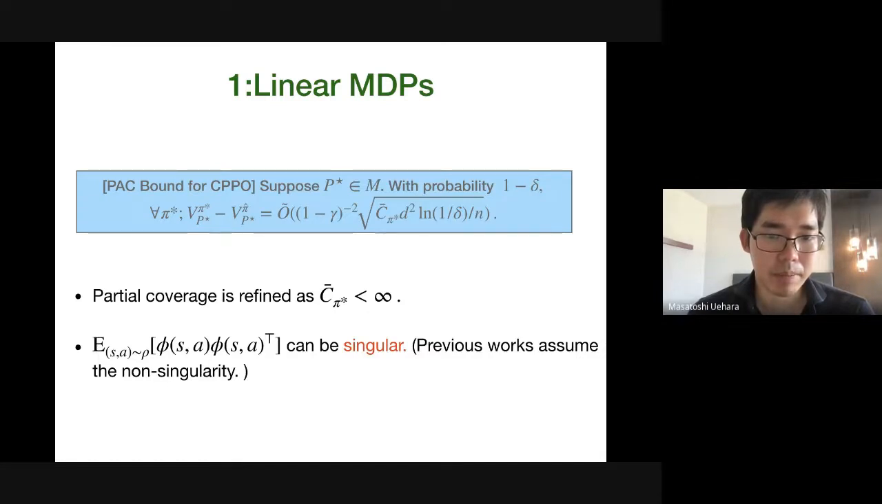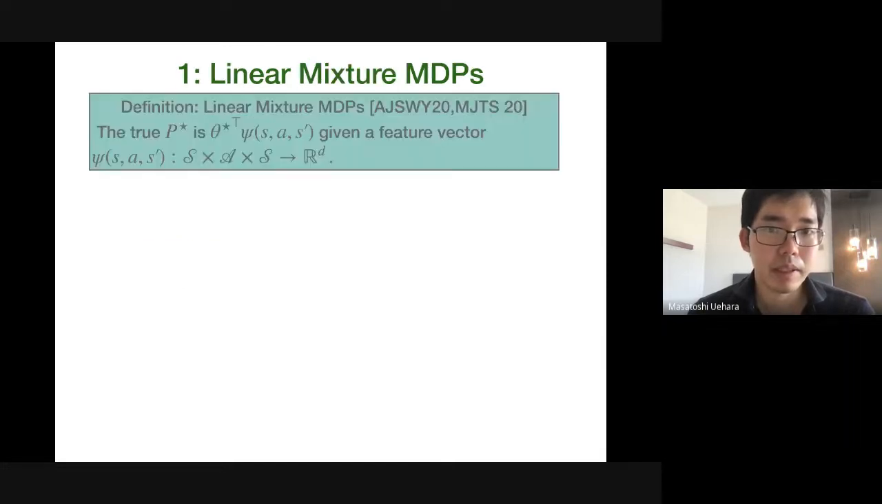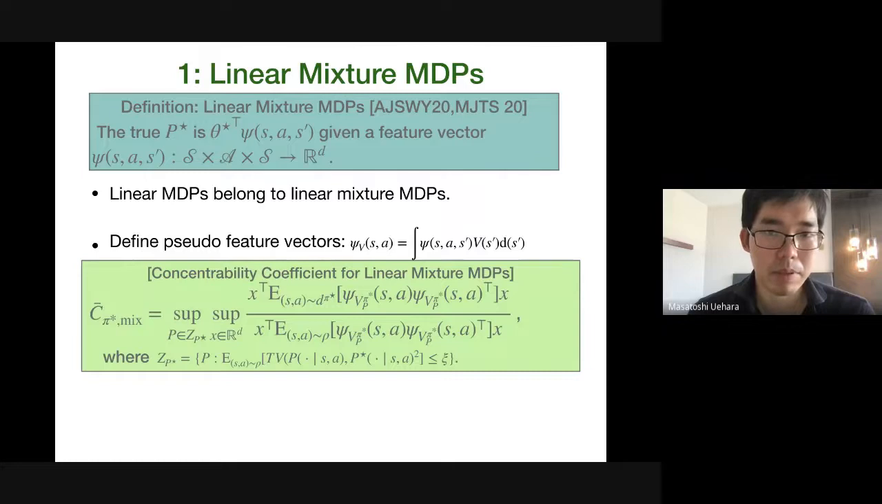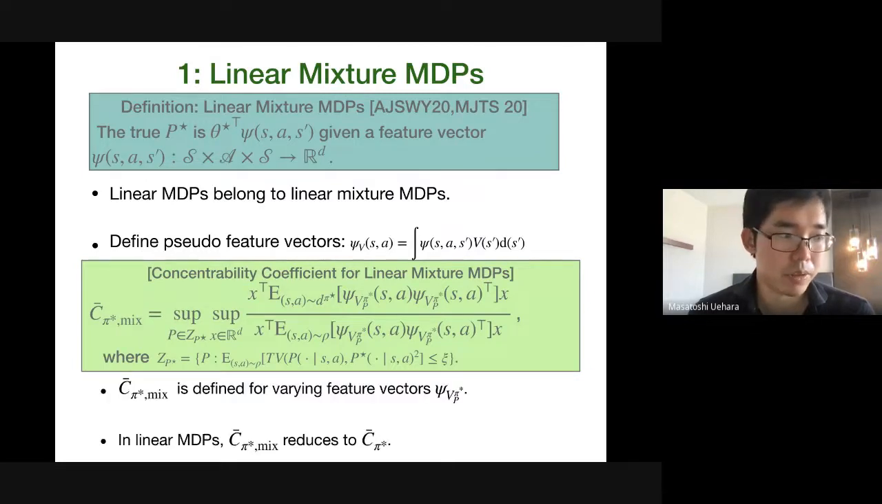So this is the kind of partial coverage on linear models. And yeah, we quantify the concept of partial coverage on linear models. I don't think we have time, so I'm going to skip. But in this slide, I show that on linear mixture MDPs, which is another model that includes linear MDPs, we can also define the concentrability coefficient rather than density ratios.